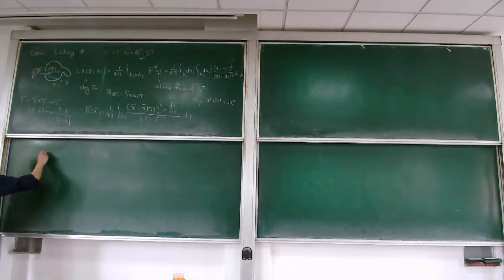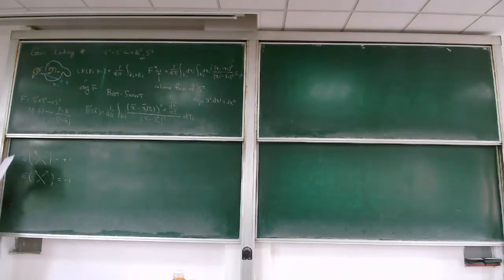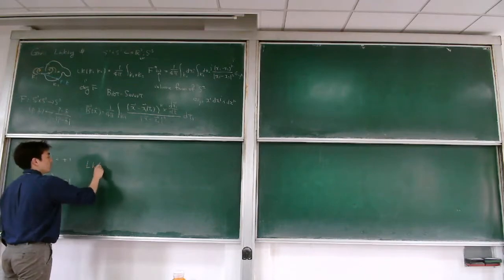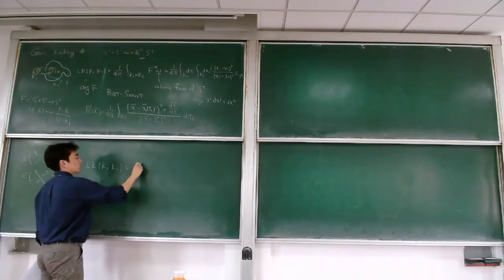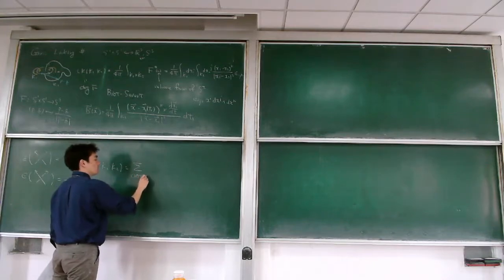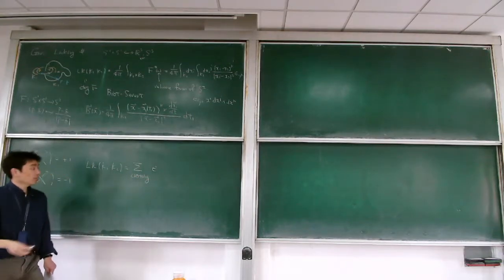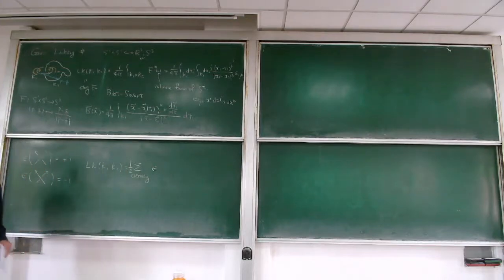This is not written in the lecture note. By the way, I have updated the lecture note, so you should take a look at the updated one in e-learning. So epsilon is a positive number for a positive crossing, and negative for a negative crossing. And then the linking number of K1, K2 is equal to the sum of the crossing signs epsilon over one part. This is another definition of linking number.